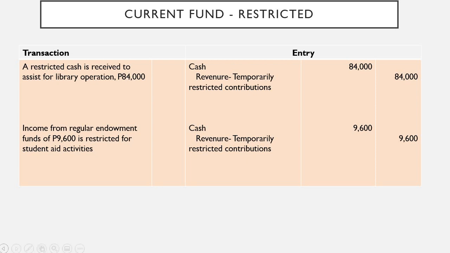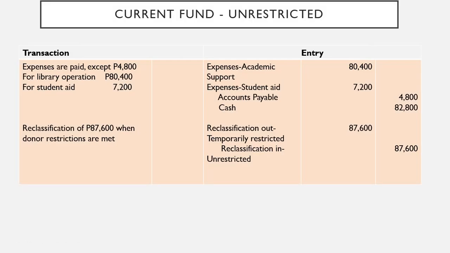Ayan. The cash, no, received, restricted for library operation, 84,000. So, nagka-incur na daw yung university ng expenses related to that donation. And the expenses is 80,400, and for library operation yun siya, related sa 84,000 na contribution. And the second one is for student aid. So, the journal entry would be a debit to expenses and academic for 80,400. Expenses, okay, student aid for 7,200.